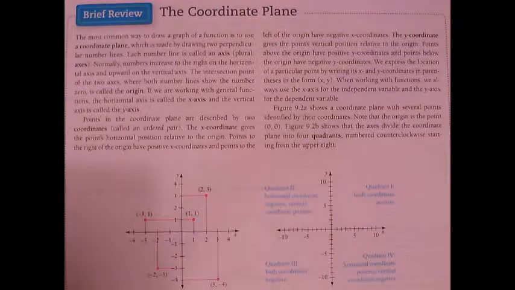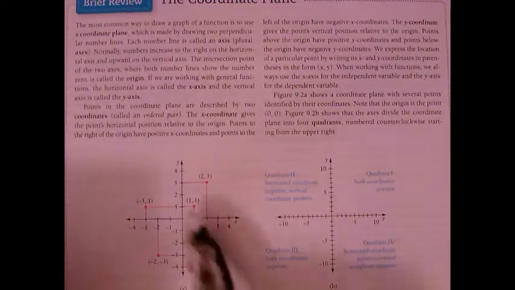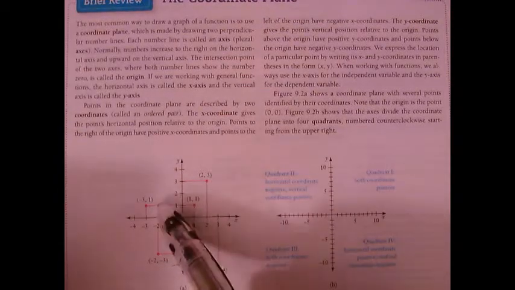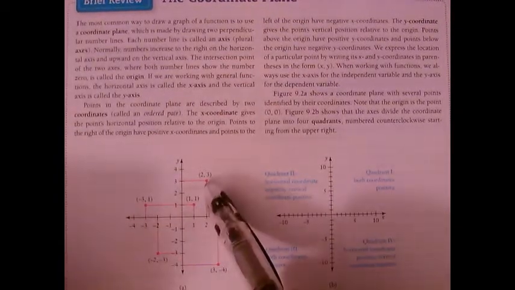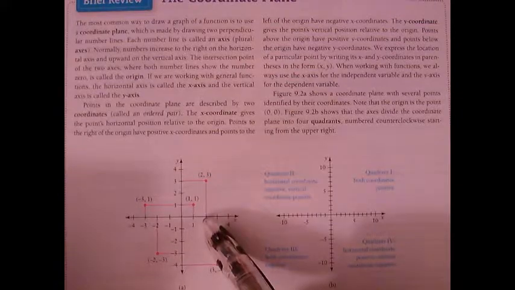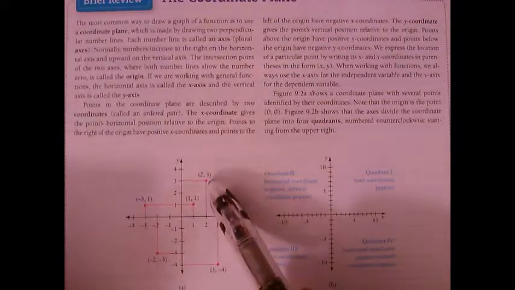When working with functions, we always use the x-axis for the independent variable and the y-axis for the dependent variable. Okay, and in the figure on the left hand side, you're going to see a coordinate plane with several points identified by their coordinates. And note that the origin is the point (0, 0). So here are some ordered pairs. For (2, 3), we start at the origin, go to the right 2, because it's a positive 2, and then go up 3, and draw that point.